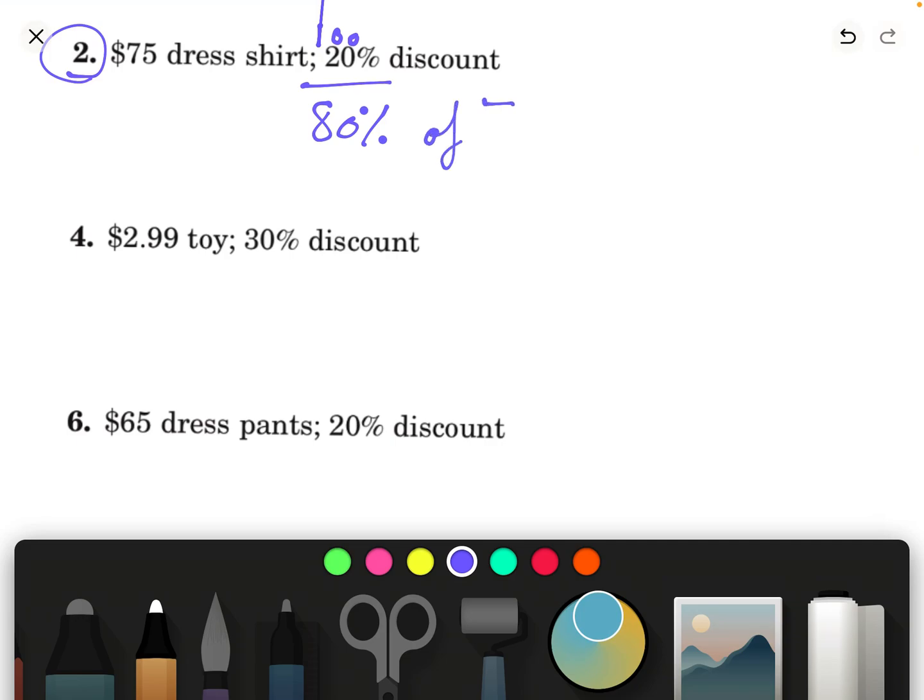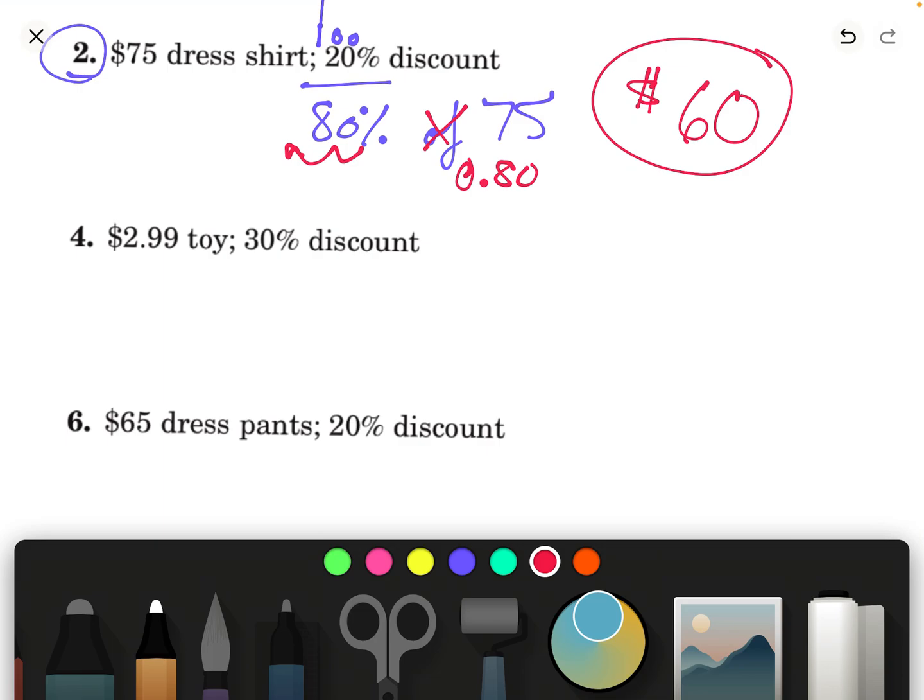80% of $75. So when I go to type it in my calculator, again, it's going to be 75 times 0.80 or just 0.8 for that matter. But either way, punch it in, and the total sale price, the amount of money that's going to be coming out of your pocket, is $60.